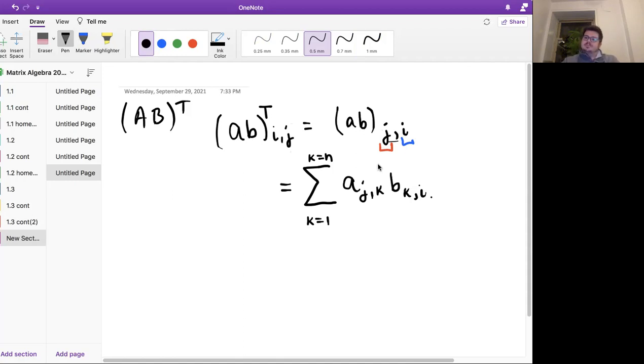Is that okay? What do you mean B doesn't change? So this is just the JI entry in AB, the product AB. Oh, it's okay. So now the goal is to come up with an expression in terms of transposes, where I can maybe make a formula that this is equal to something in terms of the transpose of A and B.